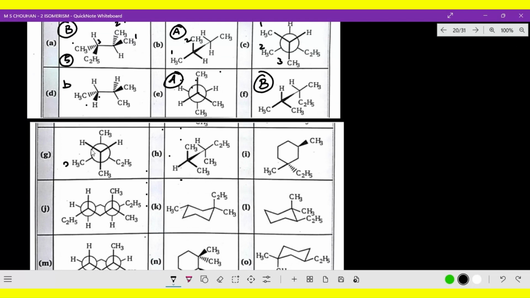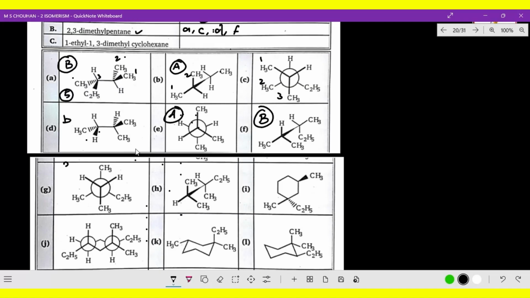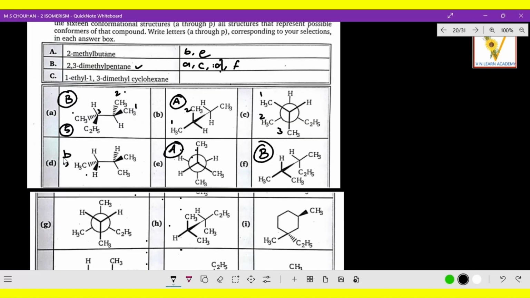Okay, now next one, this is G. In that, here CH3, CH3, C2H5, CH3. So that means here 5 carbons are there. So in that 5 carbons, here one front carbon and back carbon. So this is 1, 2, 3 and 4, 5. So that means which options are there? Only two options we have seen. So that means here 1-ethyl, 1,3-dimethyl.